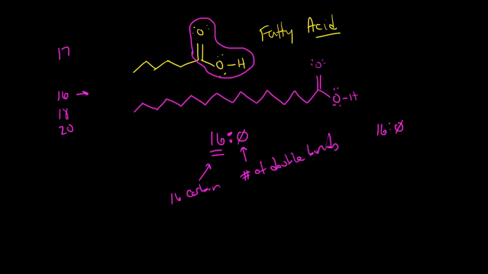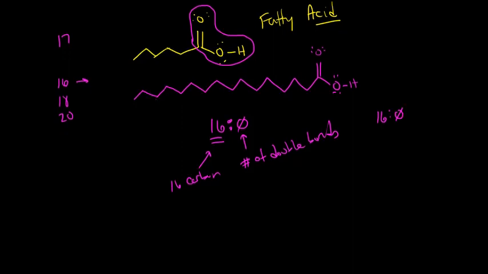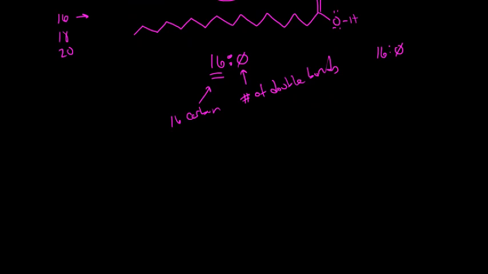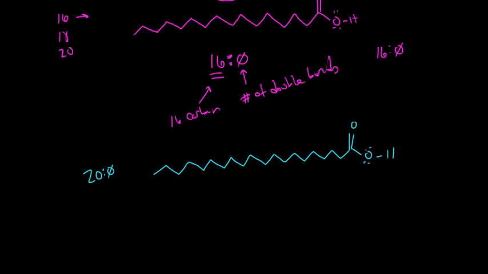To draw 20:0, let's move down here. If your task was to draw a fatty acid 20:0, then we would draw a 20 carbon chain with a carboxylic acid on the first carbon, or the last carbon depending on how you look at it, with no double bonds. So we have 1, 2, 3, 4, 5, 6, 7, 8, 9, 10, 11, 12, 13, 14, 15, 16, 17, 18, 19, 20 with a carboxylic acid on this last carbon. So this is 20:0.